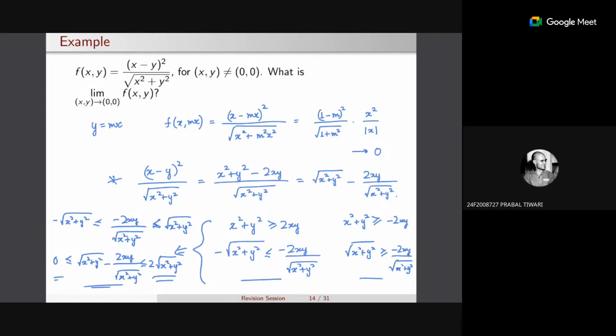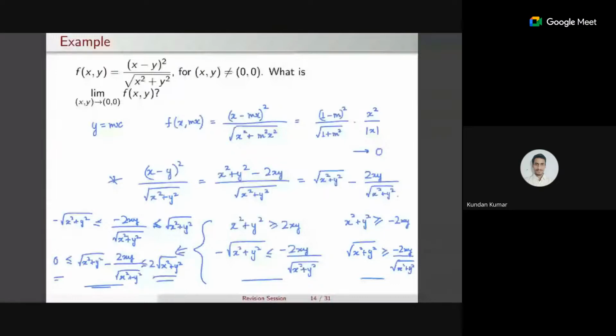But that was my function f of (x,y), right? Yes, sir. Is this clear to everyone? Why f of (x,y) does have a limit and it is equal to 0.